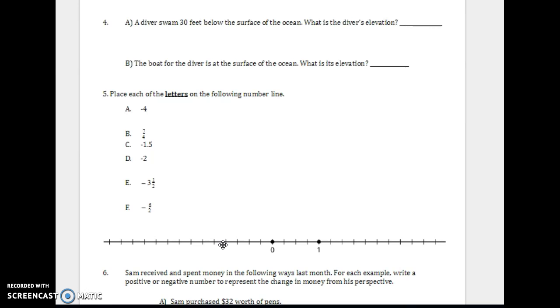Question 4a. A diver swam 30 feet below the surface of the ocean. What is the diver's elevation? Question 4b. The boat for the diver is at the surface of the ocean. What is its elevation?